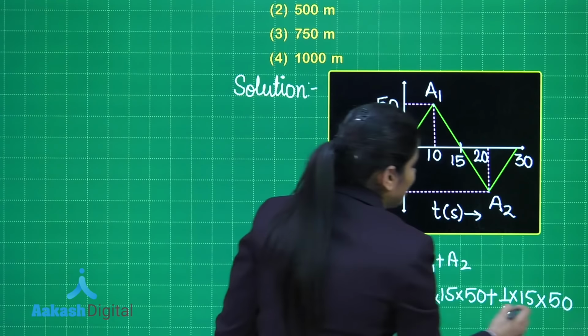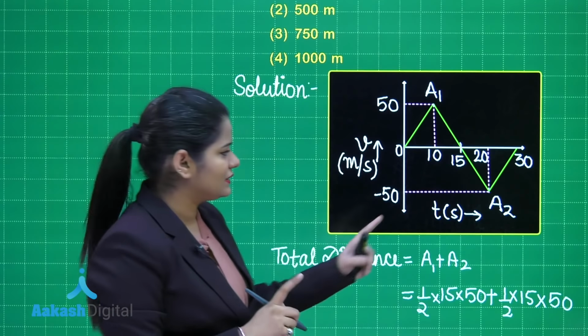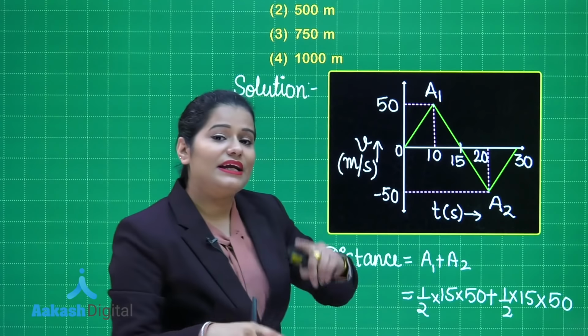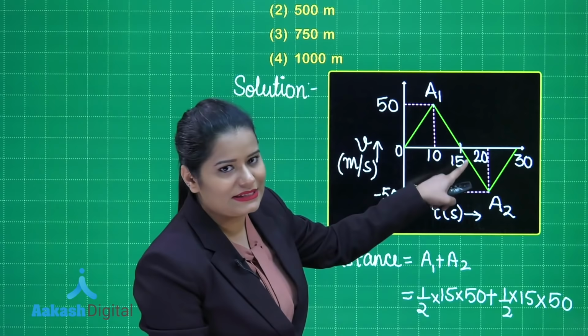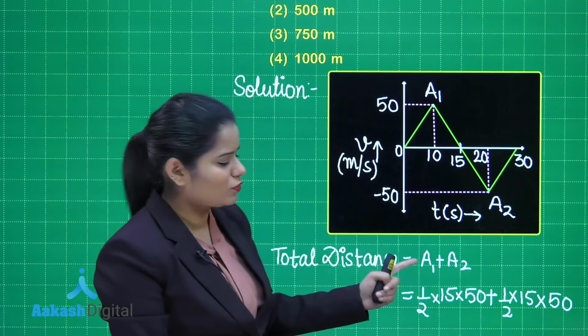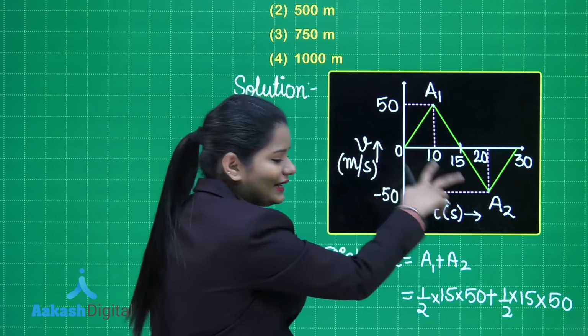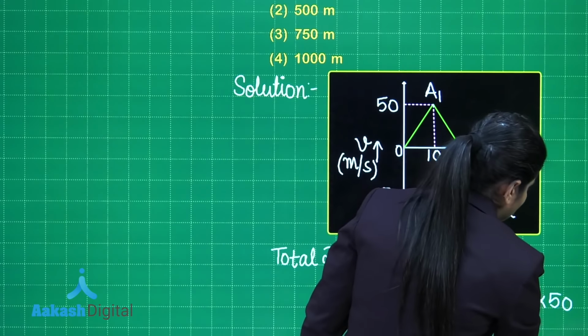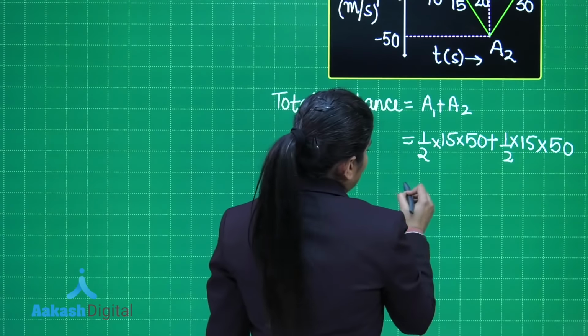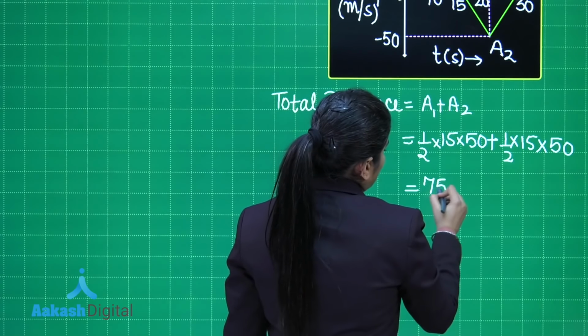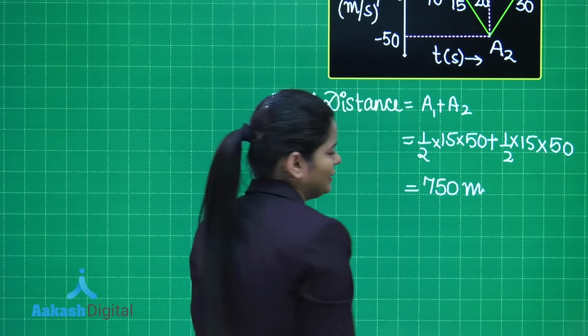Now in the calculation of the distance, we are not going to consider this area as negative. In the case of displacement, this area will be considered negative, and then the answer will come out to be 0 as both the areas are equal. Here in this case you will be adding them up to find the total distance. Now let's add them quickly. When you solve this, it will come out to be equal to 750 meter.